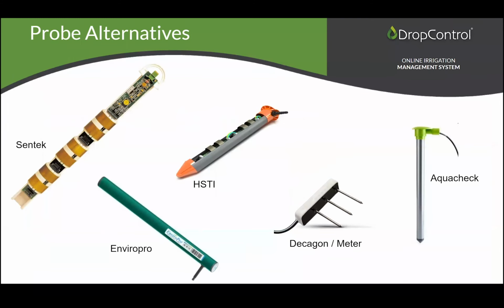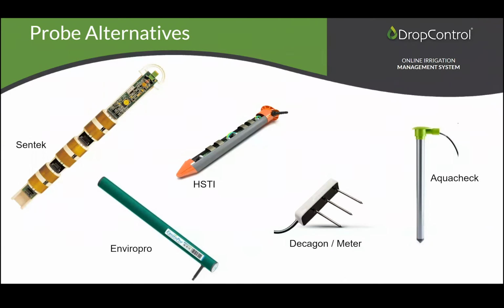What are the probe alternatives that we have out there today? These are the most common. There are more, and there are constantly new ones coming out. But the first one that came out was the CENTAC probe. They've been around for a long time, 25 years, maybe more. And they were the ones that developed the capacitance FDR concept.